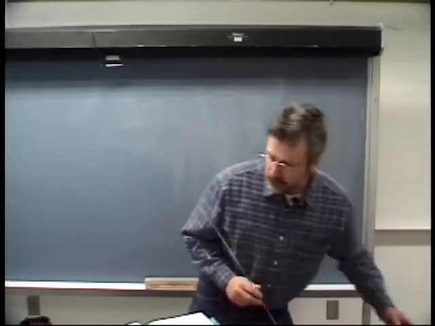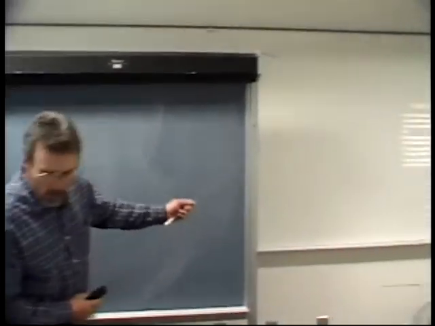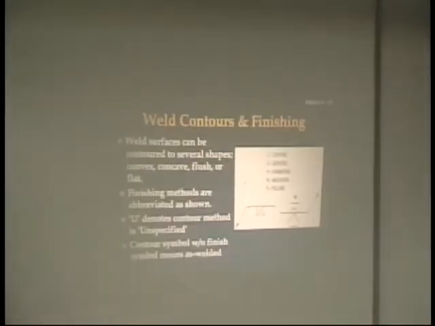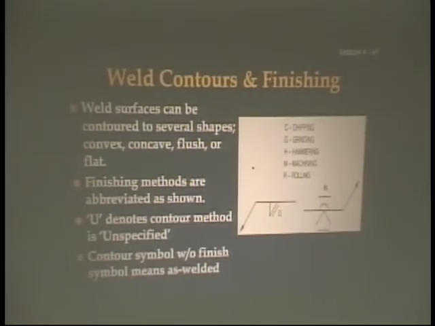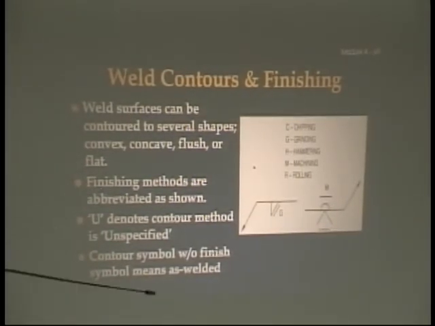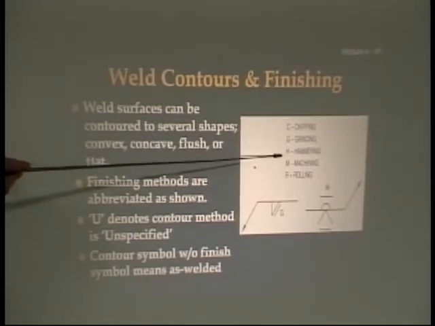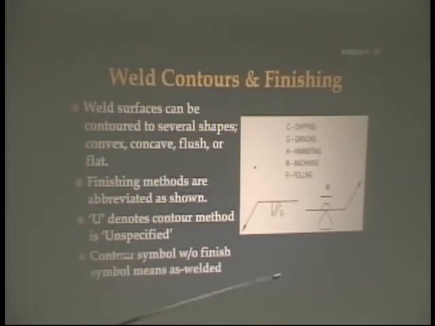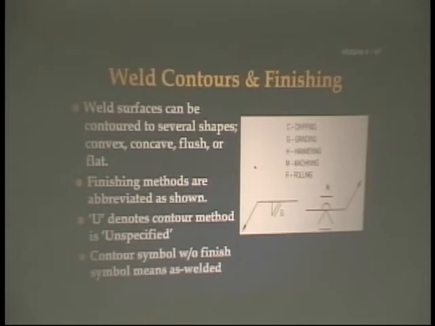Contouring symbols. Weld contours and finishing. Figure 30.14, upper right-hand corner of the next page. You can look at these. And we have C means chipping, G means grinding, H means hammering, M means machining, R means rolling. And you're going to have symbols that would go flat, concave, or convex.